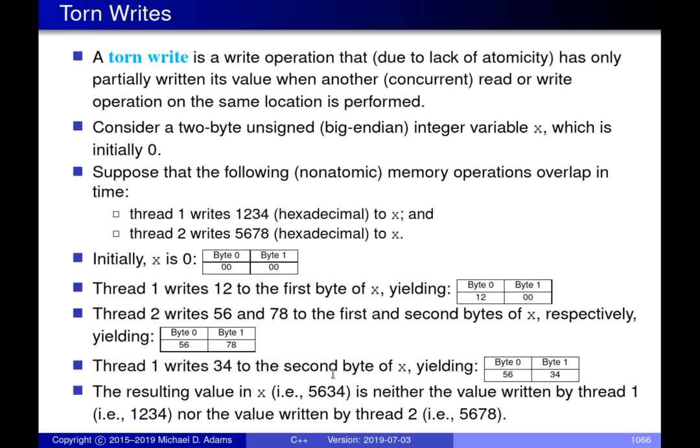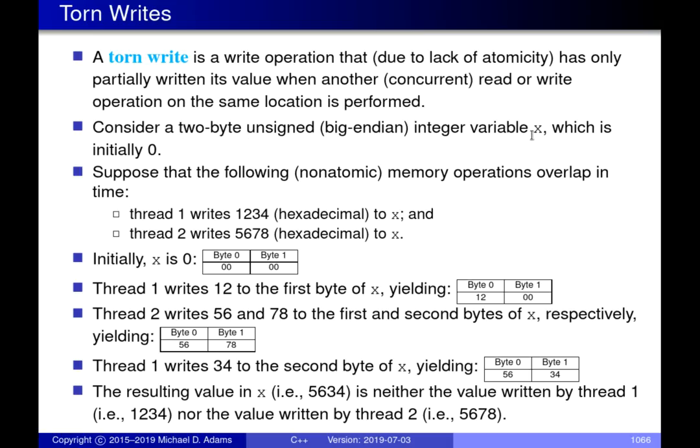And then we can have a similar thing with writes to memory. We can have what's called a torn write, which is an analogous sort of definition. This is a write operation where, because memory operations are not atomic, while you're writing, another thread can come in and either read or write to the same location that you're trying to write to. To illustrate how this can go wrong, again suppose you have an architecture with 2-byte integers that stores them in big endian order.